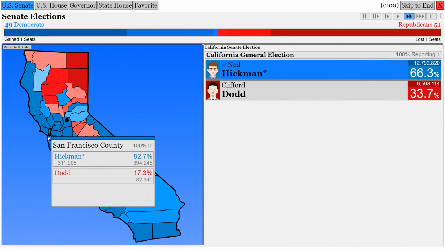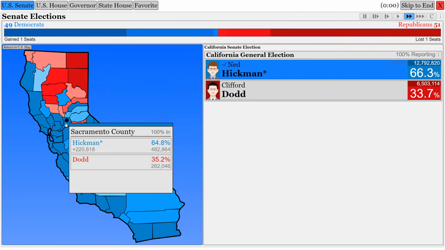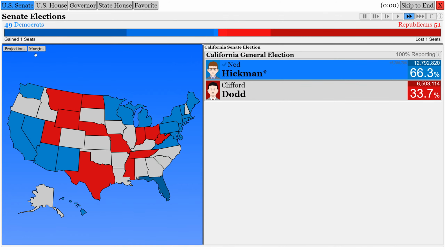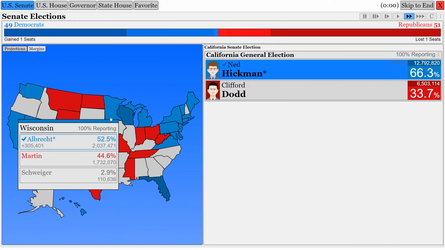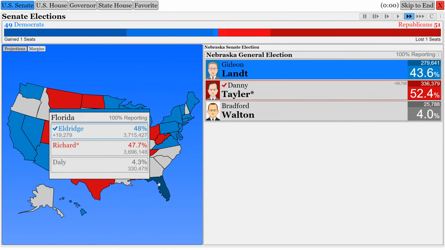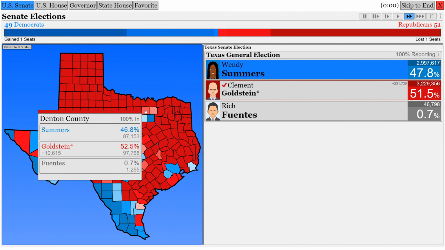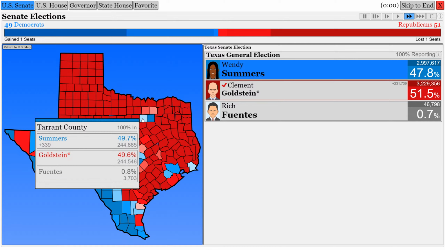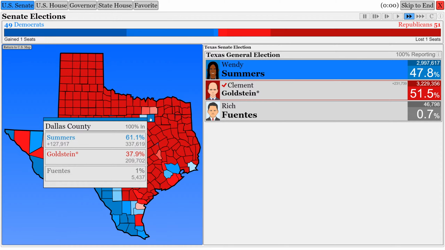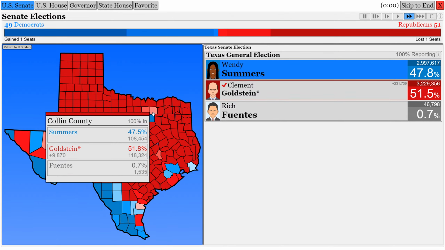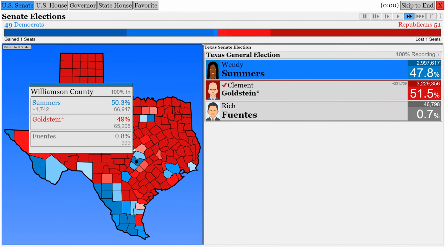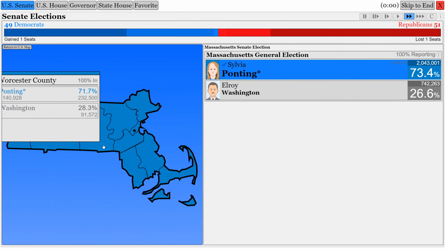72% in Los Angeles County, 82% in San Francisco County. Huh. 339 votes in Tarrant County in Texas. 10,000 votes in Denton. 127,000 in Dallas. 9,800 in Collin. But look at that in Tarrant County. 286 in Jefferson County. I'm just going through, looking at some of these results.